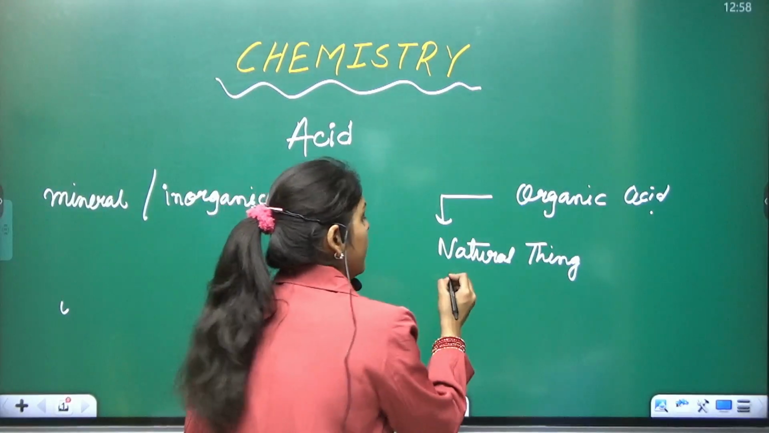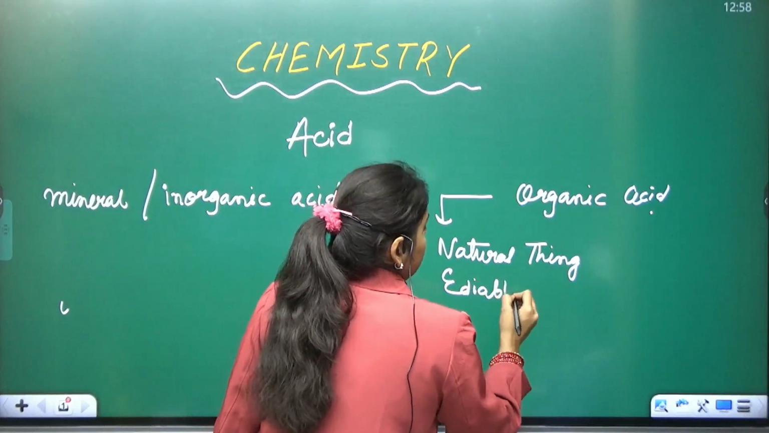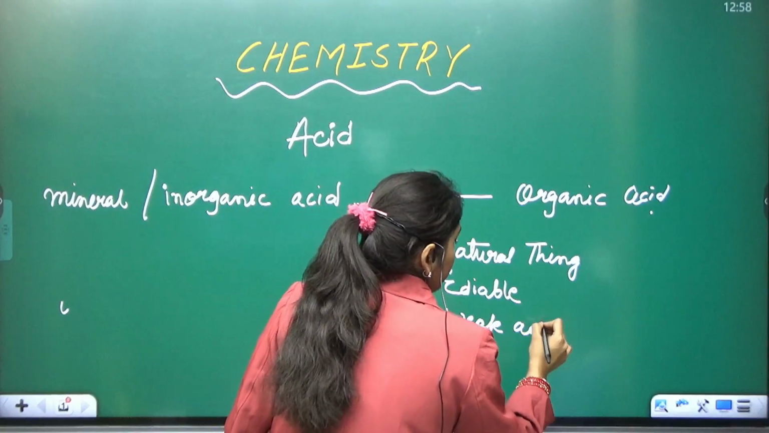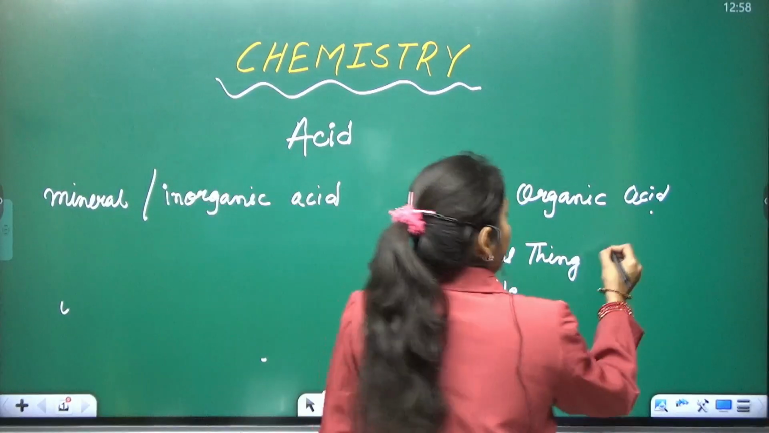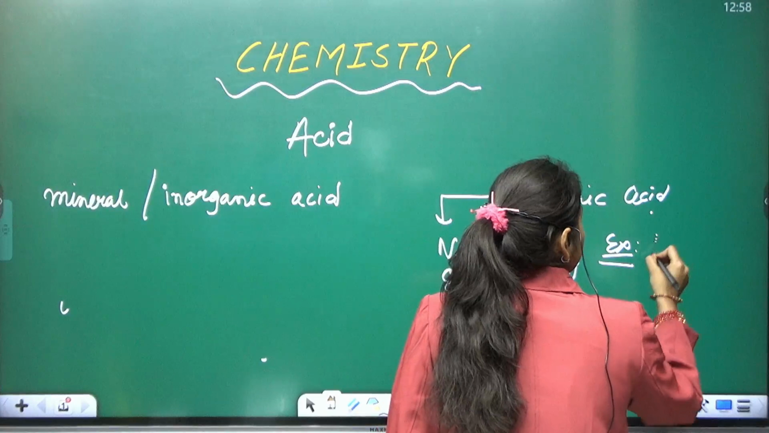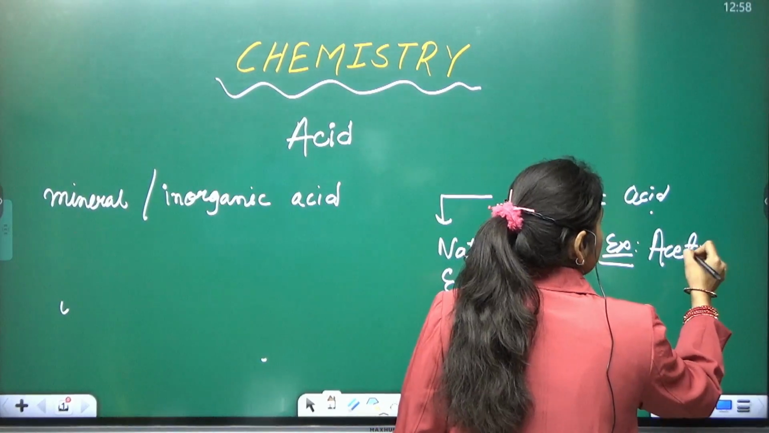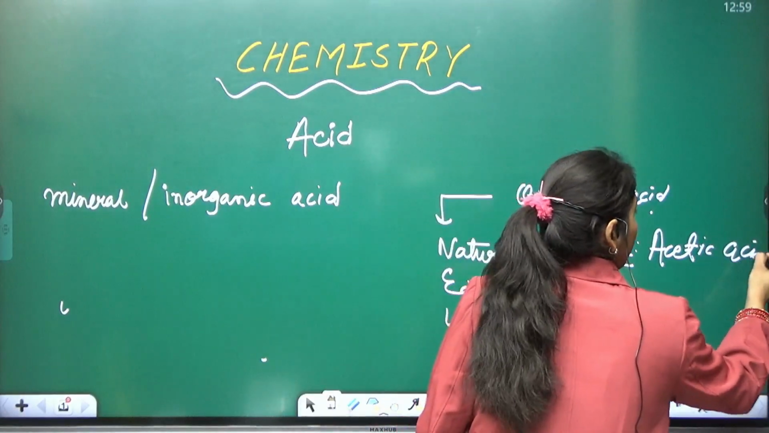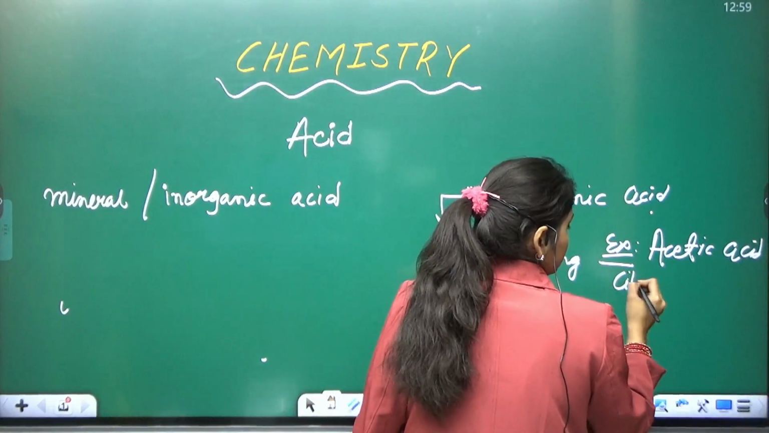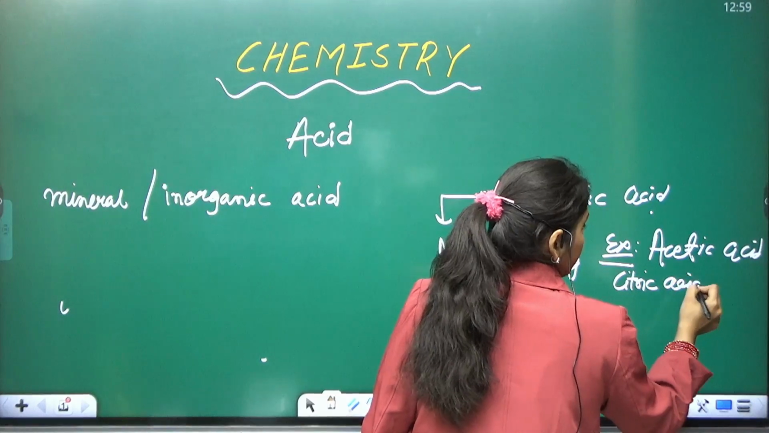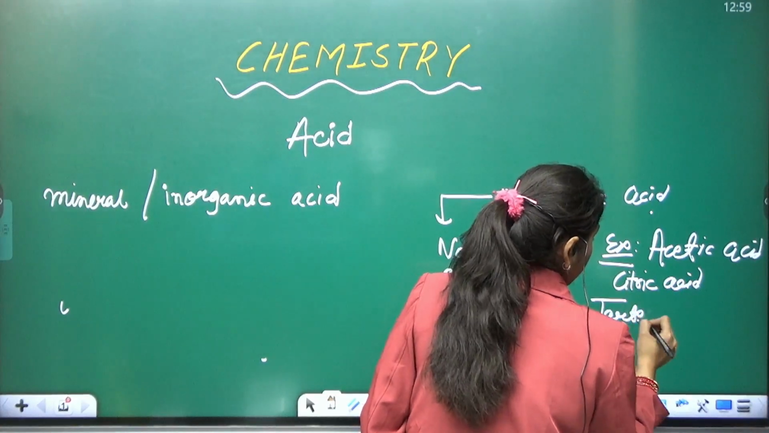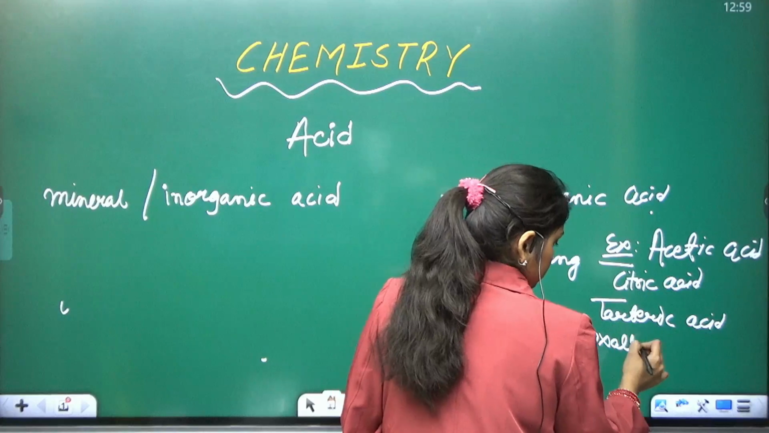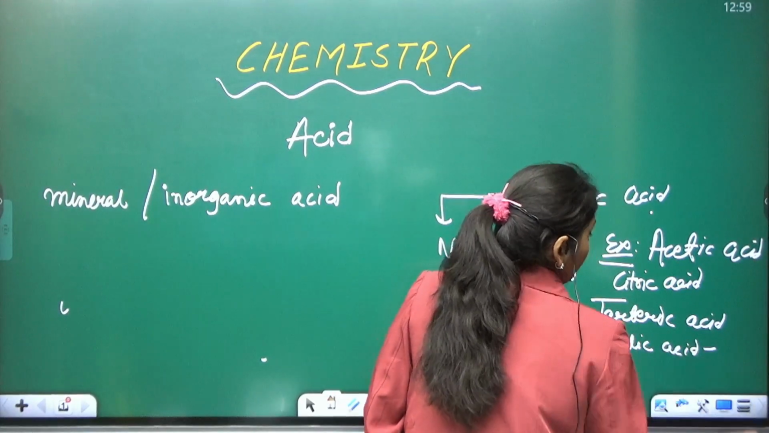It is edible, and these are weak acids. Examples of it are acetic acid, citric acid found in citrus fruits, tartaric acid found in tamarind, oxalic acid found in tomato, and so on.